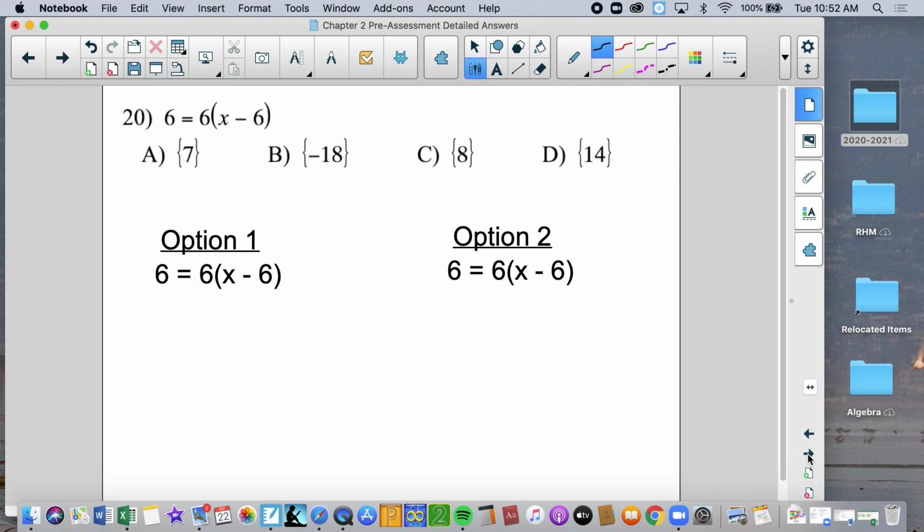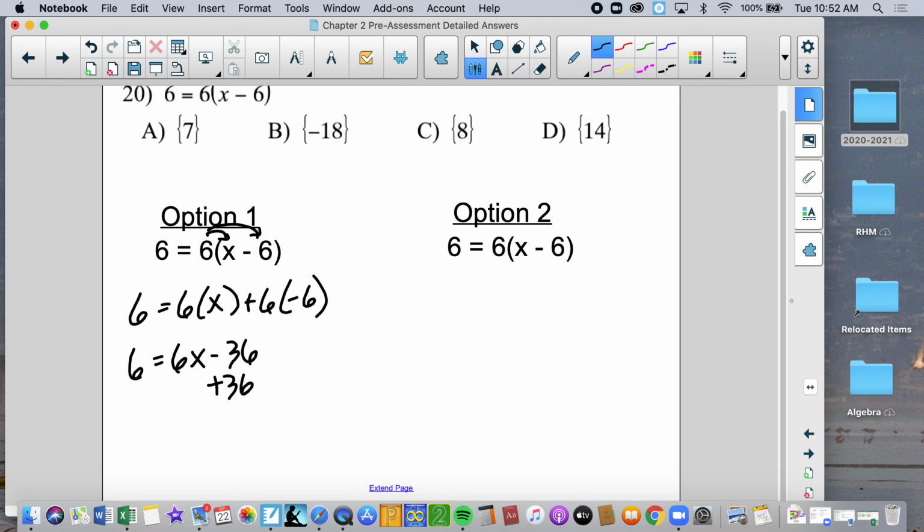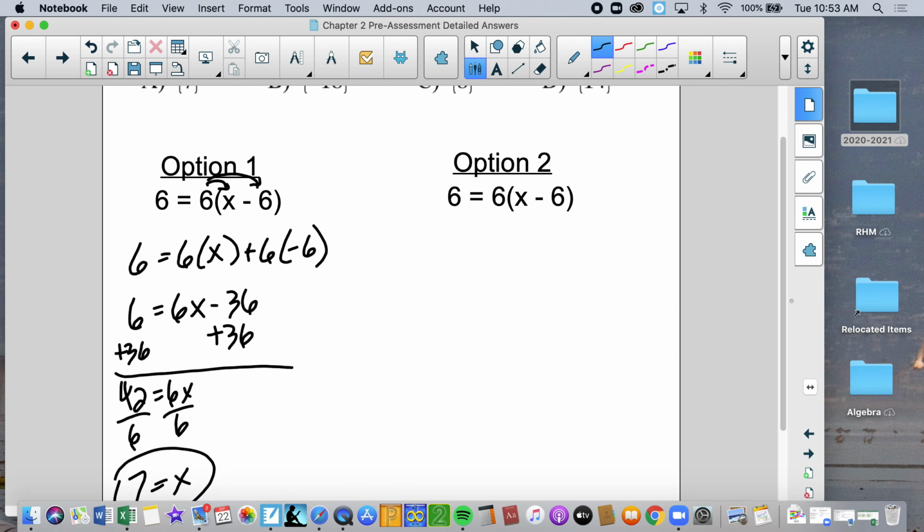Last one with dual options. We're going to distribute. 6 equals 6 times x plus 6 times negative 6. 6 equals 6x minus 36. We're going to add 36 to both sides. We get 42 equals 6x. Divide by 6, and we get 7 equals x. Another 7. Lots of 7s.